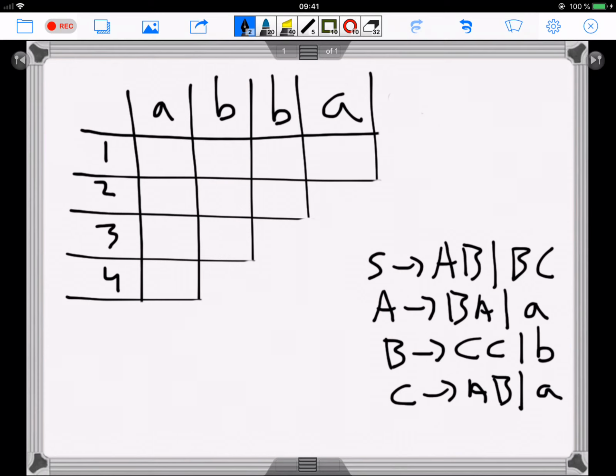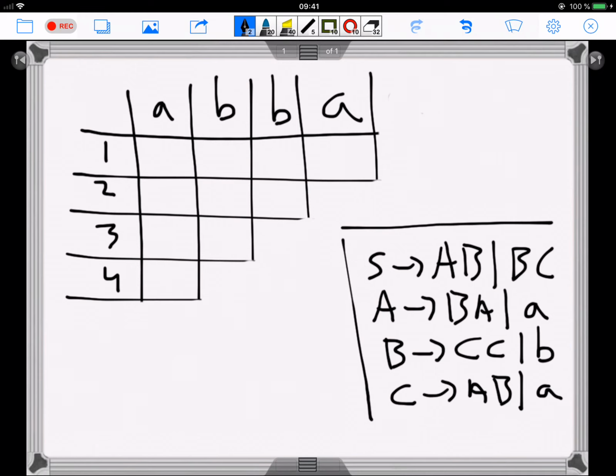Hi everybody. At the end of the last lecture, I asked you to use the CYK algorithm in order to check whether the string A was generated by the grammar with these productions. Okay, so as I promised, I'm going to solve this exercise for you so you can check your results.